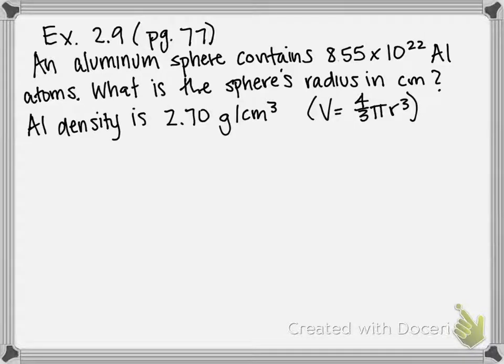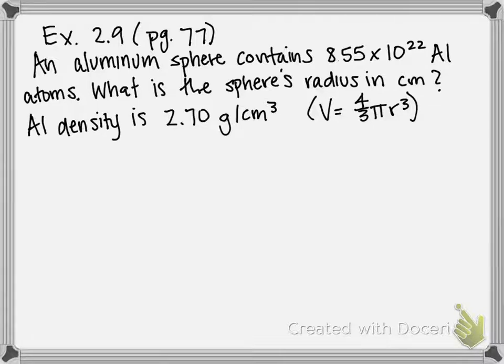This is example 2.9 on page 77. And this is an example of utilizing the mole concepts that we've been learning and combining them with using math equations. So here it says an aluminum sphere contains 8.55 times 10 to the 22nd aluminum atoms. What is the sphere's radius in centimeters? And they gave us the density of aluminum as well as the volume equation for a sphere.